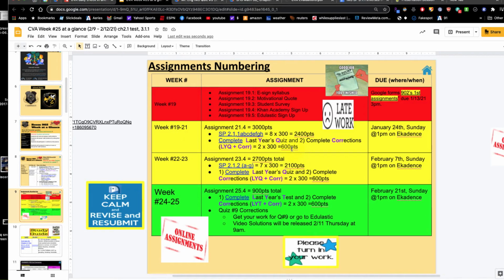Maybe I was confused on eCadence, but hopefully we're clear now. This is 21.4 and this is 23.4. So make sure now you can, I've again enabled it so you can press unsubmit and then submit the correct ones. And then this one is due this coming Sunday.